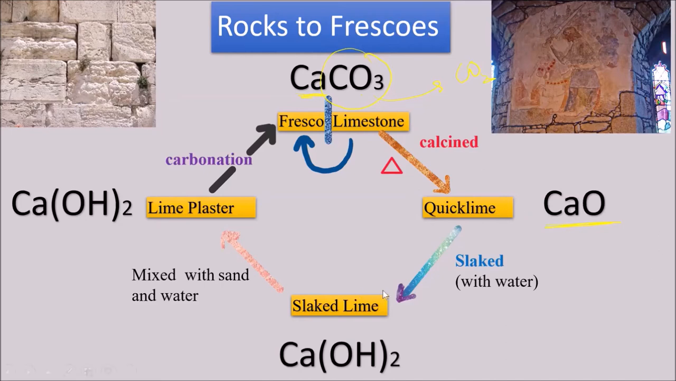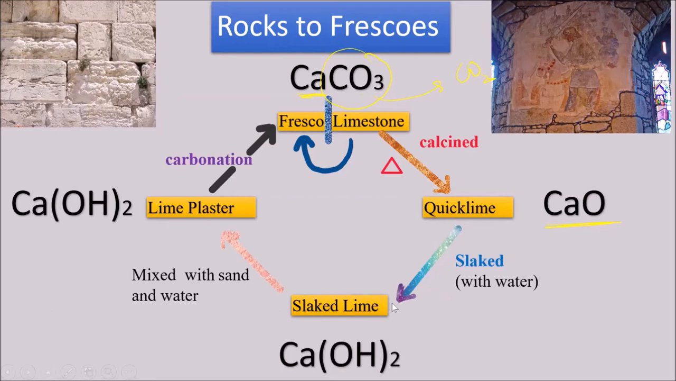In the next slide we'll see the properties of these three things. We have calcium carbonate, calcium oxide, and we'll slake it, put it in water, and we'll get calcium hydroxide, which is slaked lime. Why can't we use just calcium oxide? We'll see that in the properties. Slaking means letting it react with water.